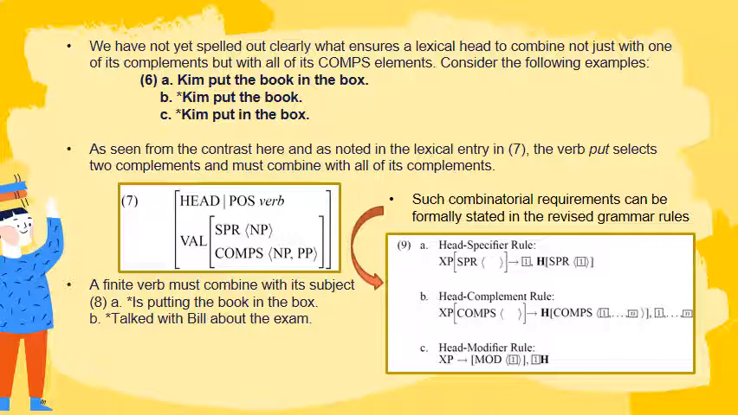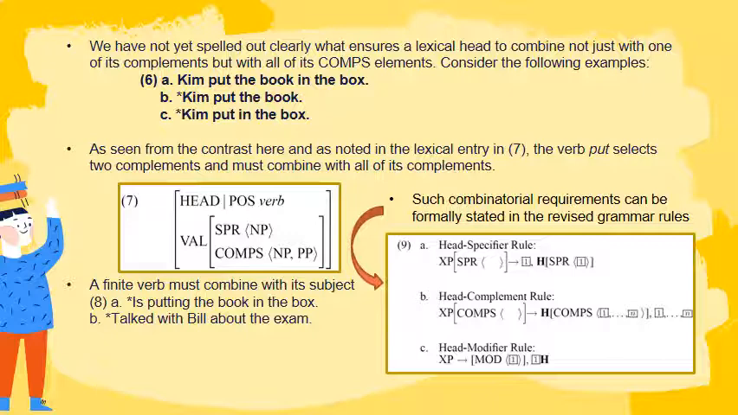As seen from the contrast here and as noted in the lexical entry in 7, the verb put selects two complements and must combine with all of its complements. We can also see that a finite verb must combine with its subject. A. is putting the books in the box. B. Talk with Bill about the exam. Such combinatorial requirements can be formally stated in the revised grammar rules as given in 9.